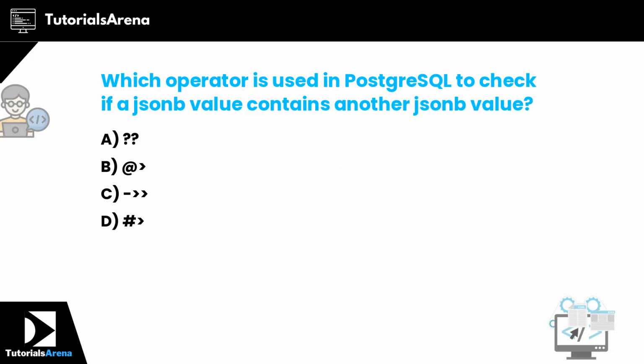Which operator is used in PostgreSQL to check if a JSON value contains another JSON value? The correct answer is option B, @>.